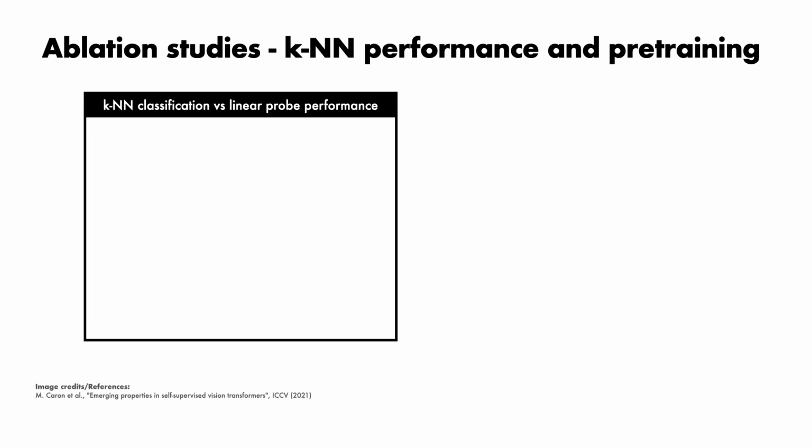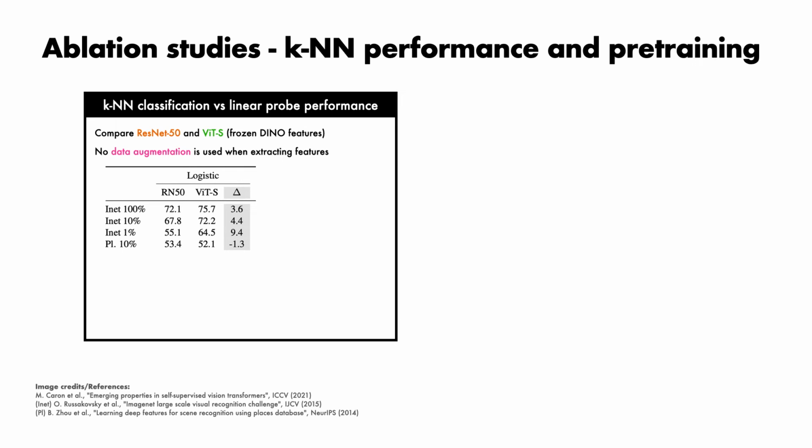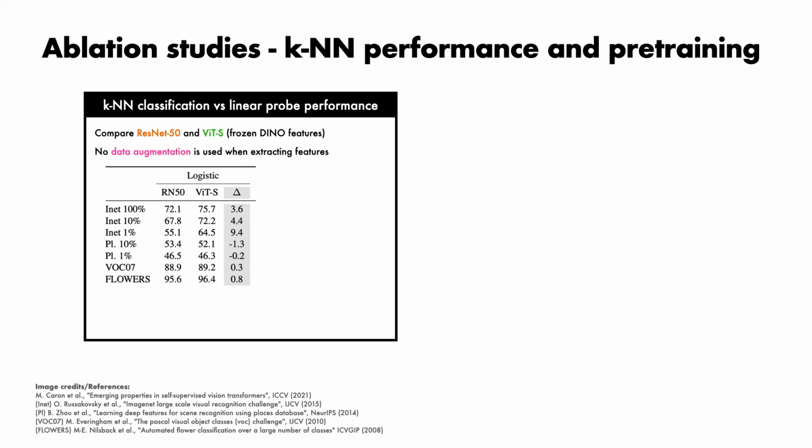The next ablation looks at how the choice of architecture affects k-nearest neighbor performance relative to linear probe performance. For this, we evaluate frozen features from ResNet-50 and ViT-S trained with DINO with both linear probes and k-nearest neighbors. For this experiment, no data augmentation is used when extracting the features. We begin by comparing the two models and computing the delta between their scores under a linear probe for the full ImageNet dataset, as well as with 10% and 1% of the data. Similarly, we train probes with 10% of the Places205 dataset and 1% of this dataset. Finally, probes are trained for Pascal VOC 2007 and Oxford Flowers 102.